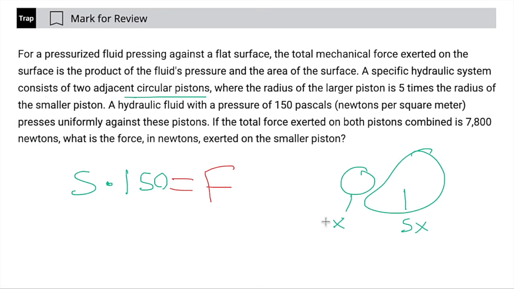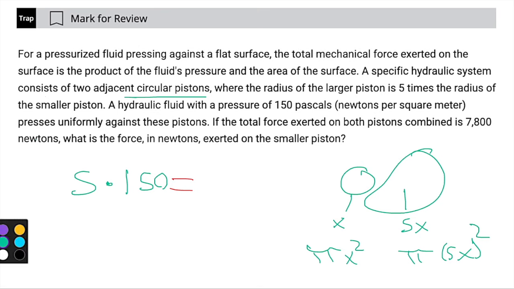And then if we're talking about surface area, we need to use the formula for area of a circle, which is pi r squared. So this little one would be pi x squared, and this big one would be pi 5x squared, right? At this point, I think we should probably jump into Desmos, but keep in mind, this is gonna be the surface area times 150, and it's gonna equal our force, which they tell us for all of them combined is 7,800. So we're gonna replace that F with a 7,800. Let's start there because we can actually figure something out. We can figure out the radius of the smaller circle, right?